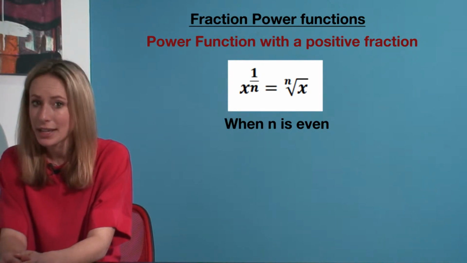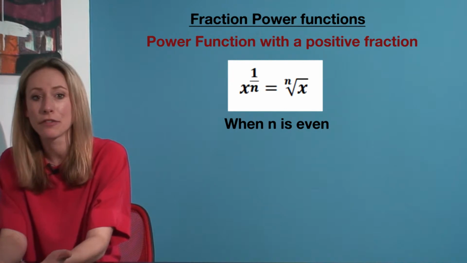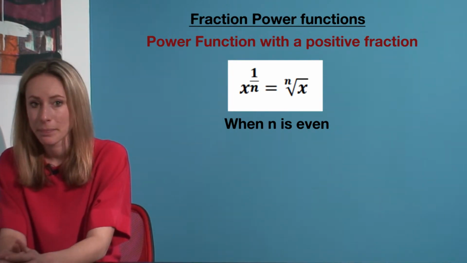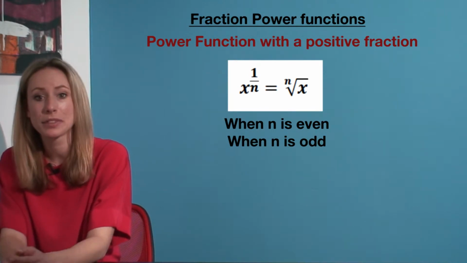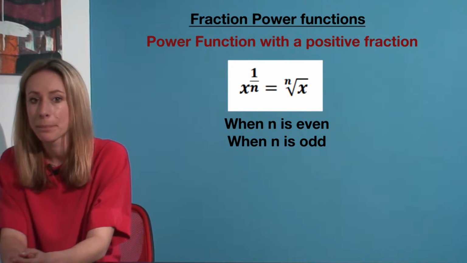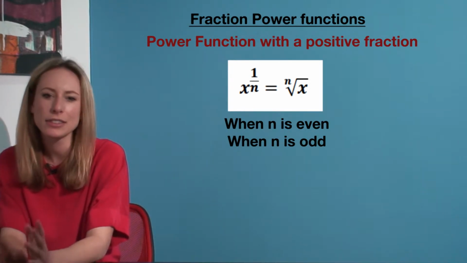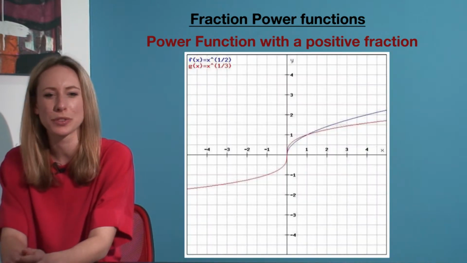When n is even, our function has no values along the negative x-axis, since we cannot have the square root of a negative number. When n is odd, our function has the domain of all real numbers, as we can have the cube root of a negative number, as well as a positive number. These basic functions are not too hard to draw, provided we remember the shape and a few general rules.